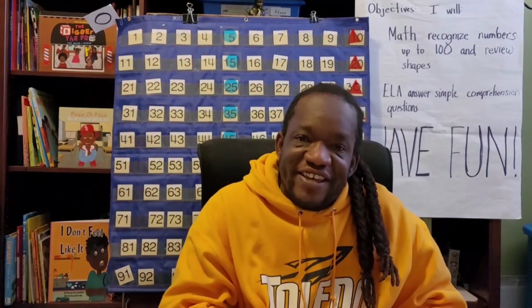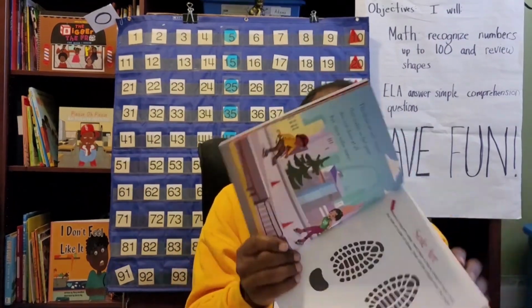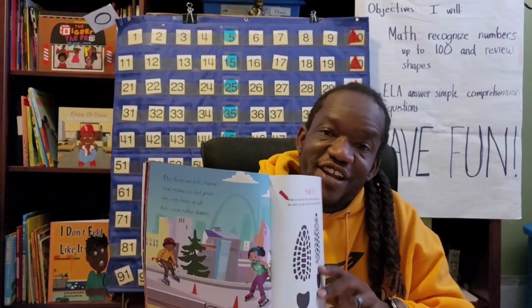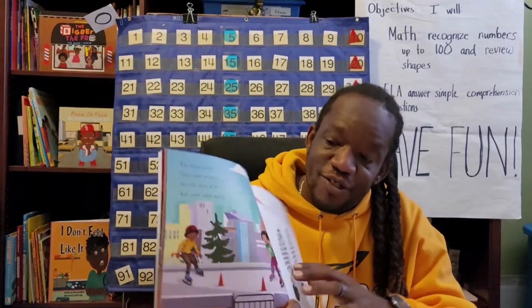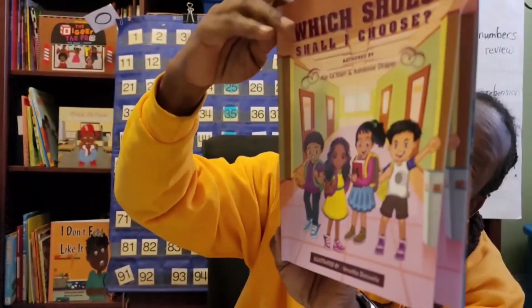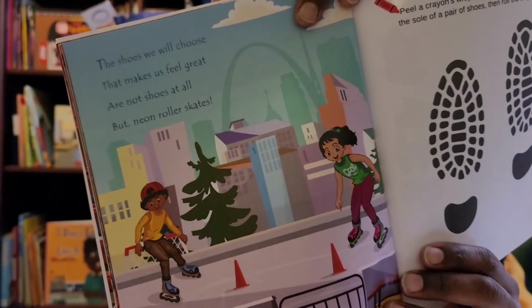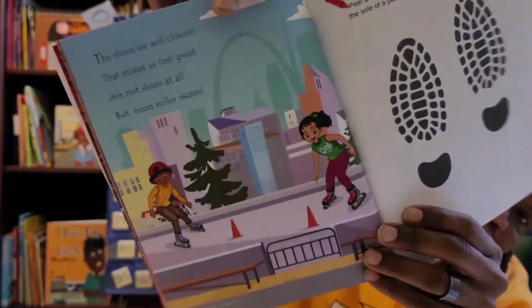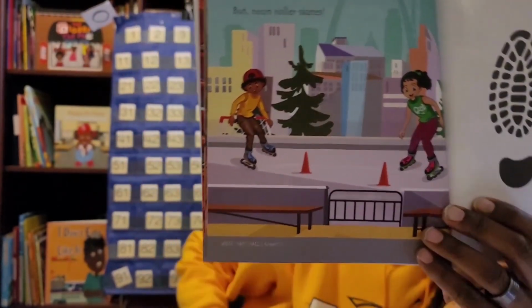After listening to the story, what is a pair of shoes that made her feel great? It was at the end that made the author feel great. Was it shoes at all? No, it was what? Roller skates. And look at that amazing picture. And what's in the background? Can you see the background? Do you see the arch?